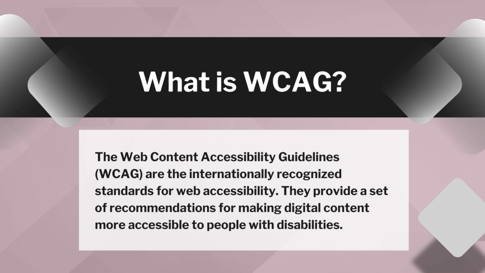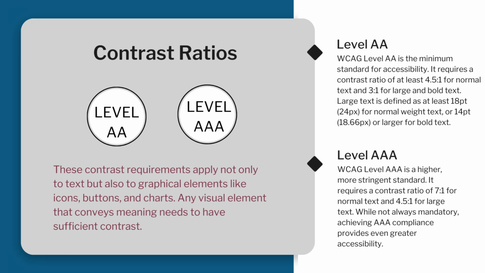So these guidelines provide a set of recommendations that help to make all digital content more accessible for people with disabilities. In the WCAG guidelines are different success criteria and different levels of compliance. So for color contrast specifically, there are three levels of compliance. With WCAG, there's level A, level AA, and level AAA. With color contrast, specifically with text color contrast that we're talking about today, you have to achieve a minimum of level AA, and then if you are able and have higher contrast content, you could possibly achieve level AAA.